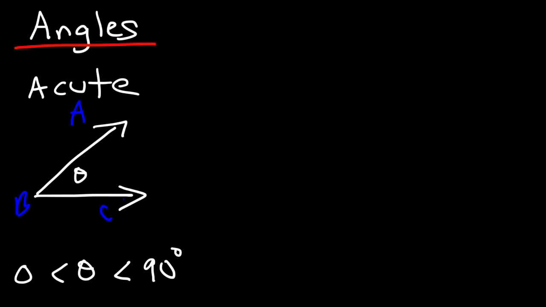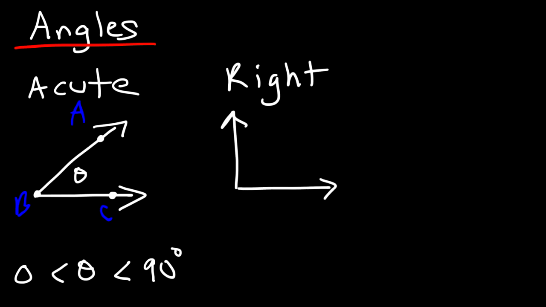And if you notice, an angle is formed by the union of two rays. So here we have ray BA and ray BC. And so this forms at the vertex, creating an angle. The next angle is the right angle. And a right angle has an angle measure of 90 degrees.